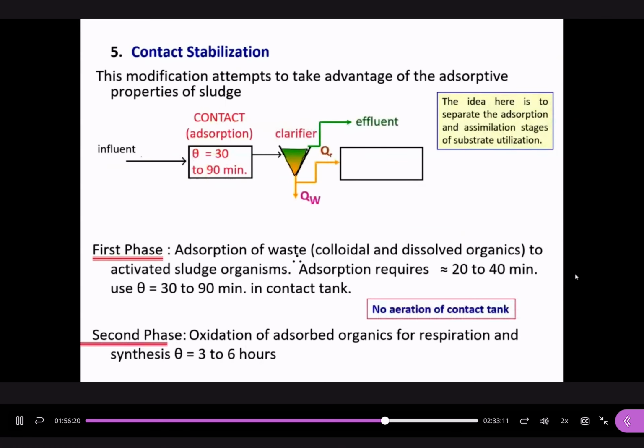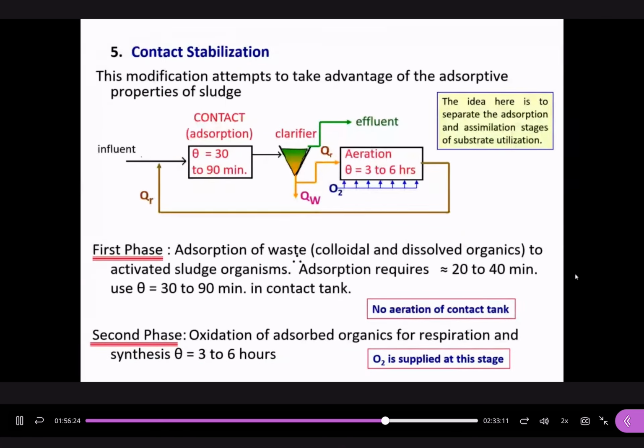Contact stabilization. Basically, we separate the aeration tank into 2 tanks. One is aeration, the other is contact. Because we think that the degradation process has 2 steps. The first step is contact or adsorption of substrates onto the suspended solids. The second step is degradation. So we can separate these 2.